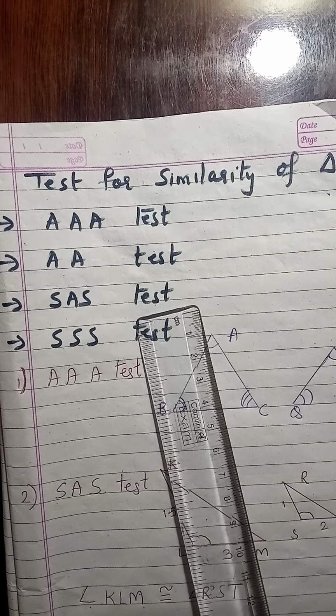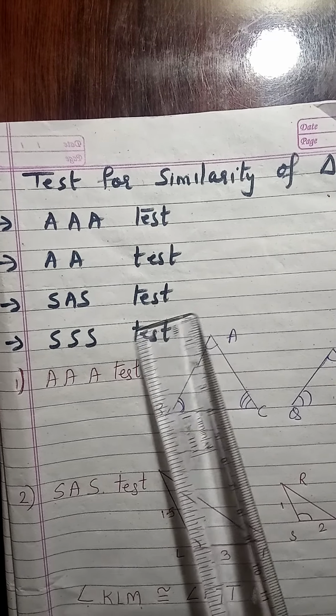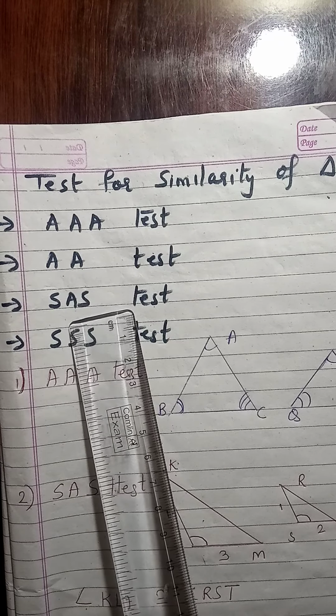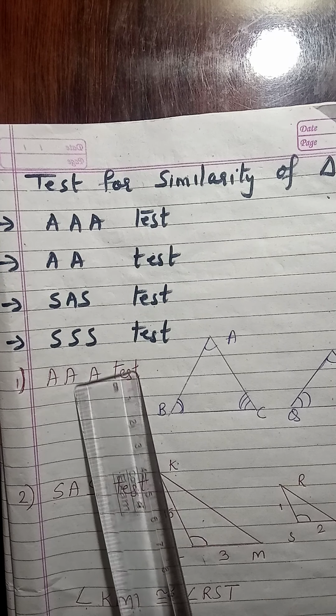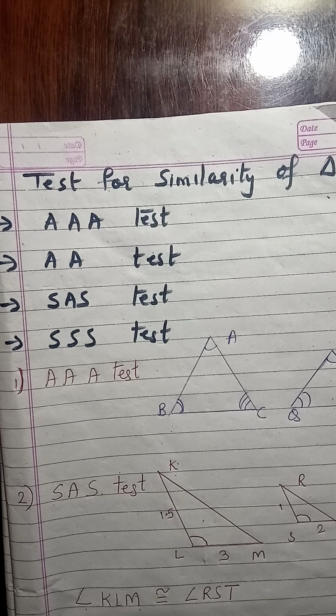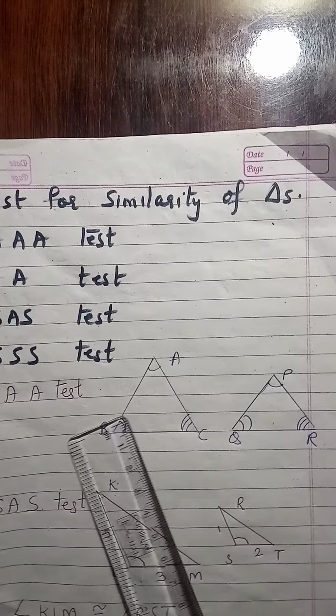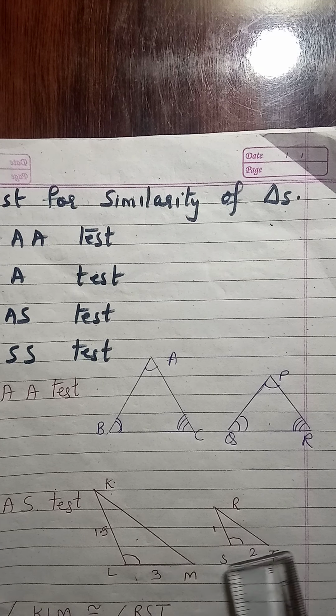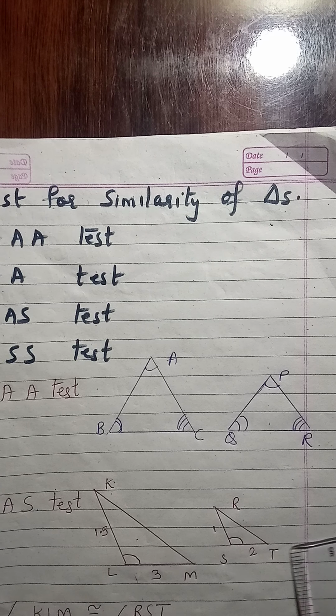Here, tests of similarity for two triangles. Four tests are there: triple A test, double A test, SAS test and triple S test. If any of these four conditions is satisfied, we can say that the two triangles are similar. Now how to identify by which test the two triangles are similar? First one: if all the 3 angles of a triangle are congruent to the corresponding angles of the other triangle, then we can say that the two triangles are similar by triple A test.